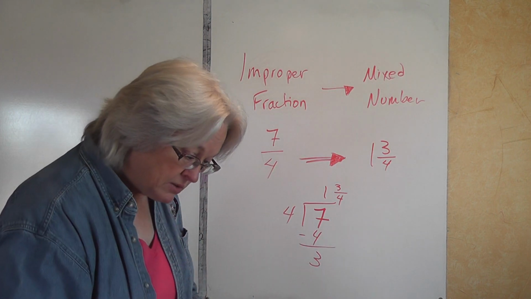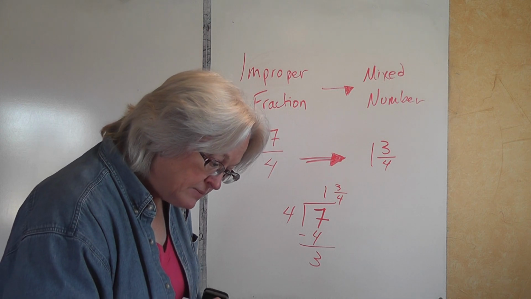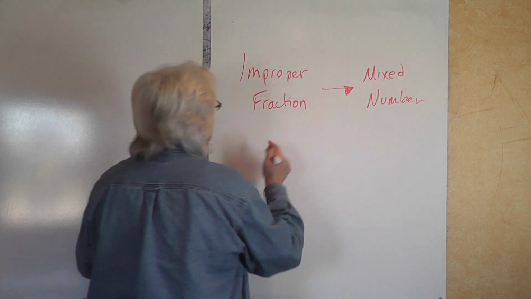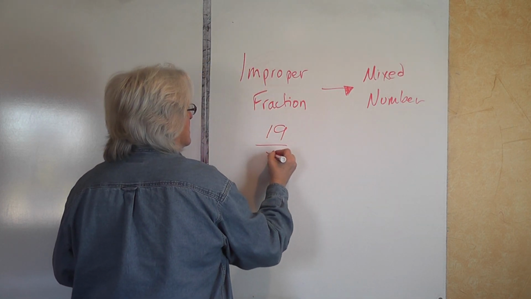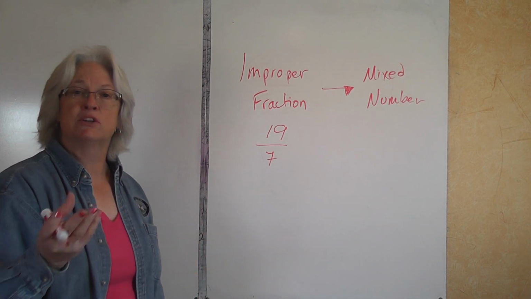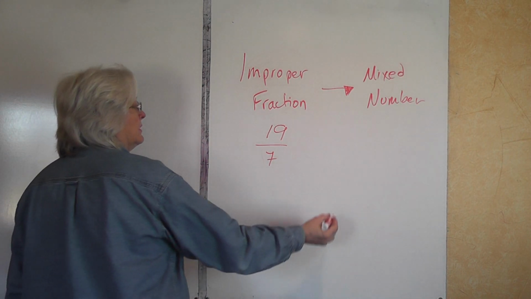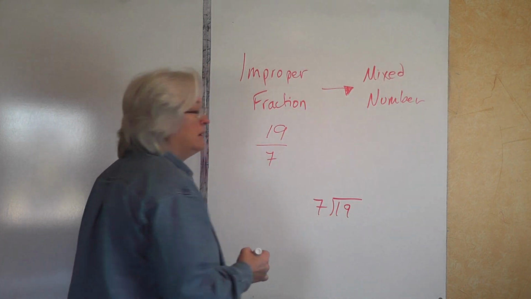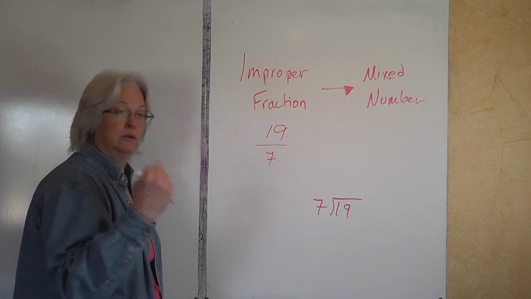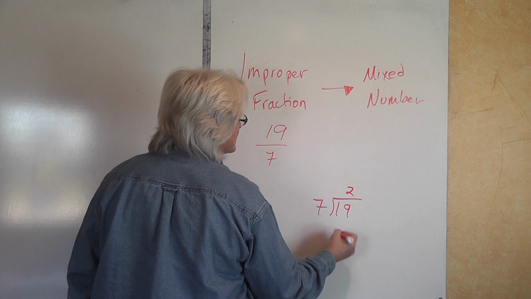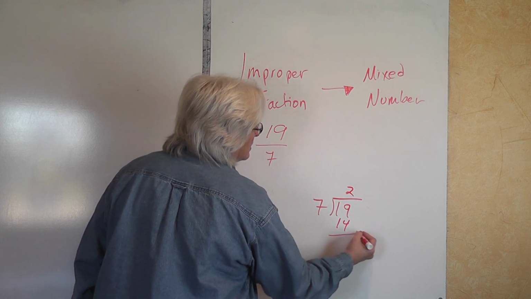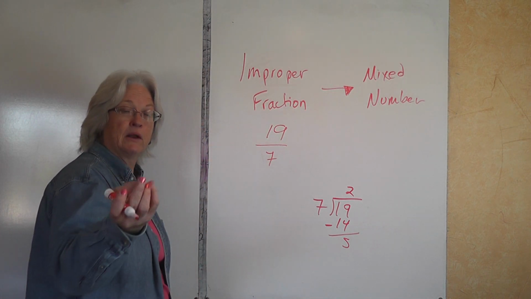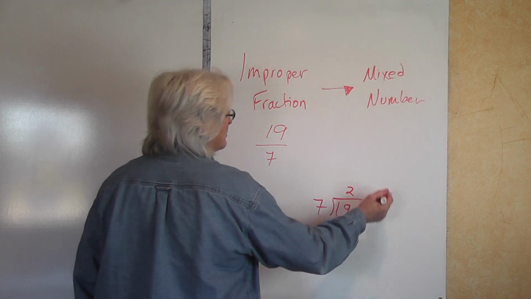So let me show you an example right quickly. 19/7. We change this from a fraction into a long division problem. This is simply 19 divided by 7. How many times will 7 go into 19? Twice. 2 times 7 is 14. 19 minus 14 is 5. There's no 7. You cannot count 7 out of 5, so you have a remainder of 5.